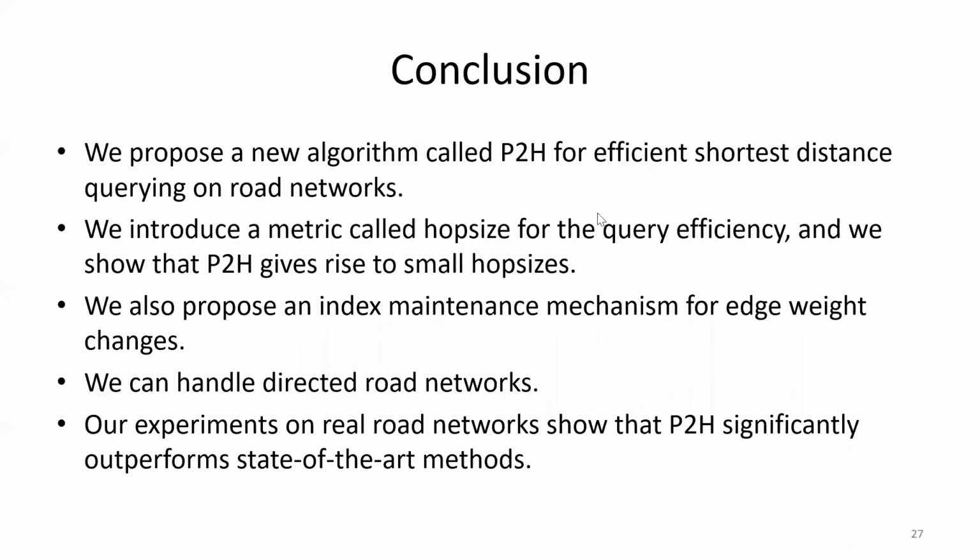In this paper, we propose a new algorithm called P2H for efficient shortest distance querying on road networks. And we introduce a metric called hop size for the query efficiency, and we show that P2H gives rise to small hop size. We also propose an index maintenance mechanism for edge weight change, and we can handle directed networks. Our experiments on real networks show that P2H significantly outperforms state-of-the-art methods.